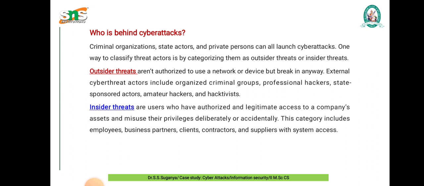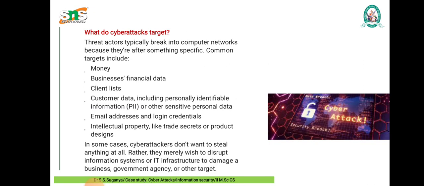Insider threats are users who have authorized, legitimate access to a company's assets and misuse their privileges deliberately or accidentally. This category includes employees, business partners, clients, contractors and suppliers with system access.